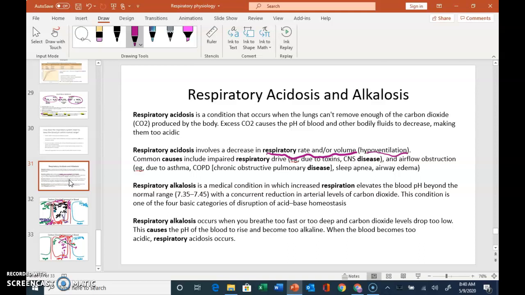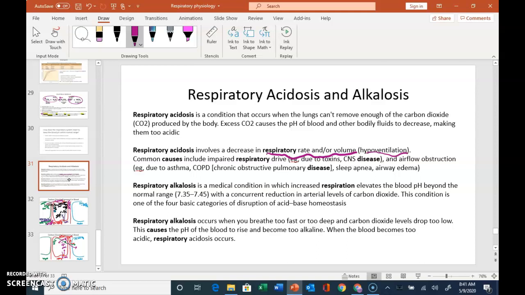Respiratory alkalosis occurs when you breathe too fast or too deep, as I mentioned before, and carbon dioxide levels drop below the normal range. And this causes the pH of the blood to go higher, above 7.45. So the blood is too alkaline. When the blood becomes too acidic, respiratory acidosis occurs.